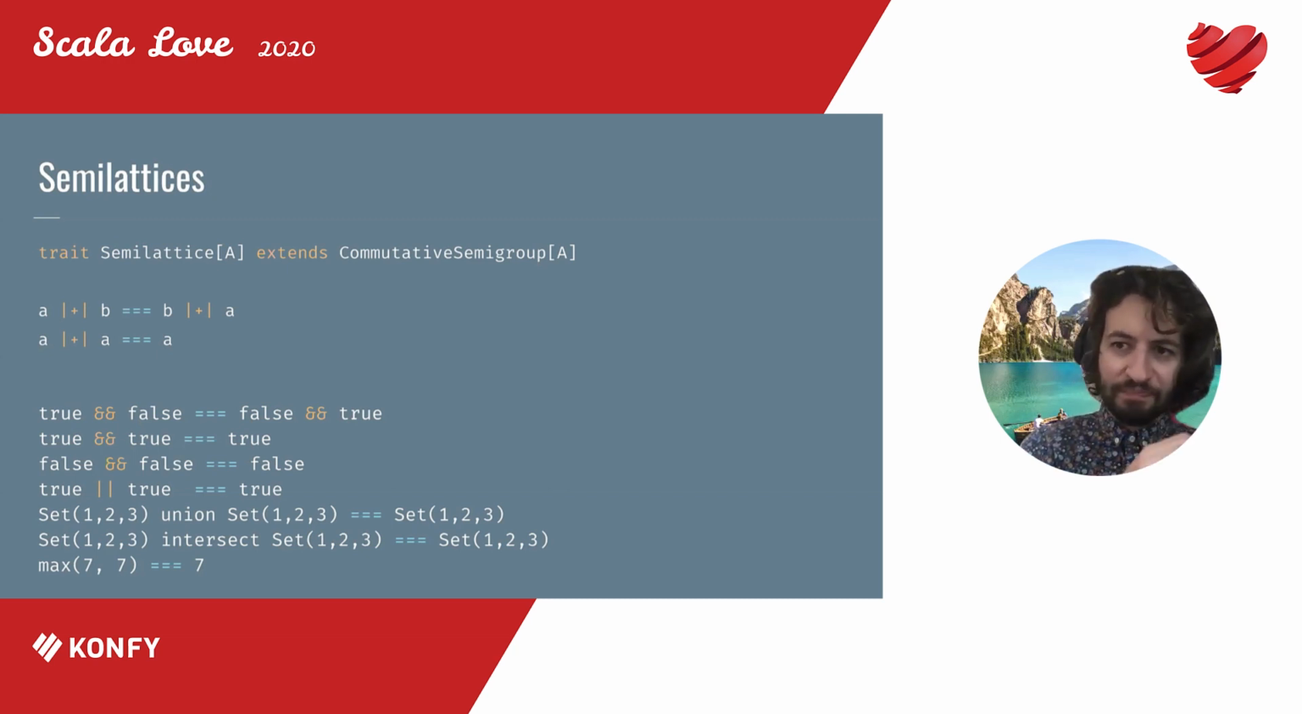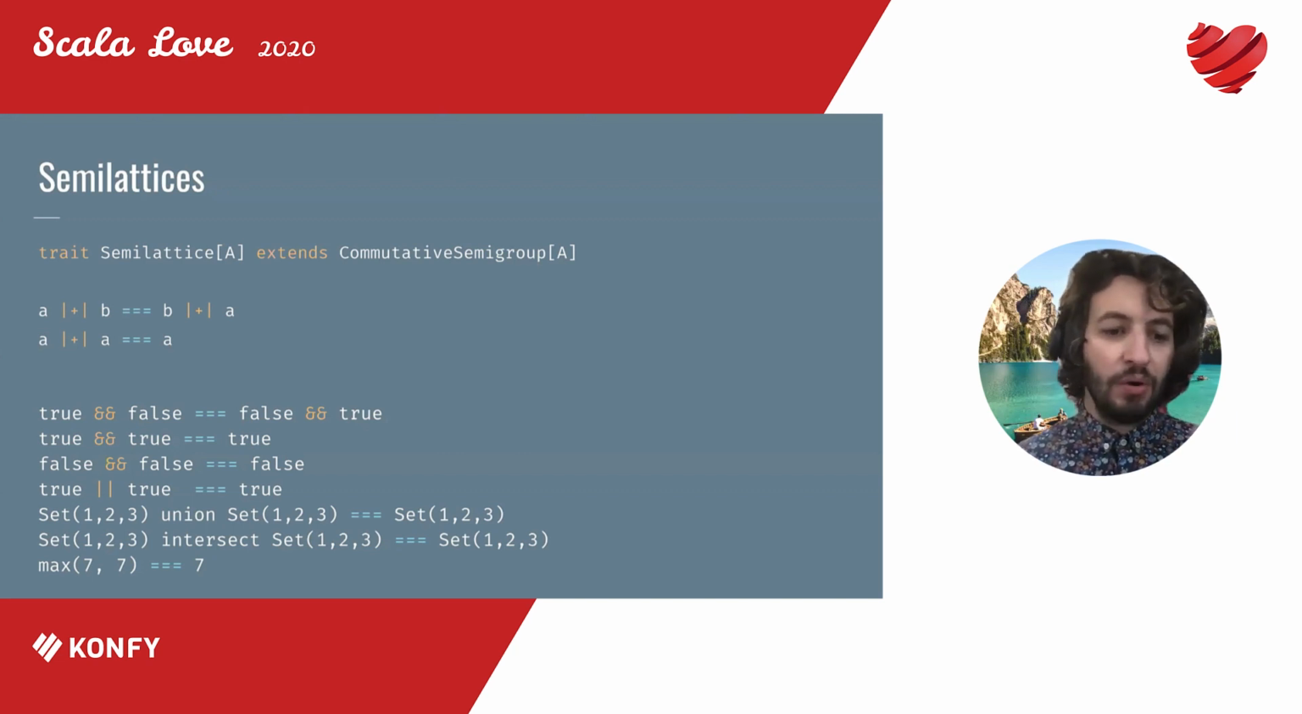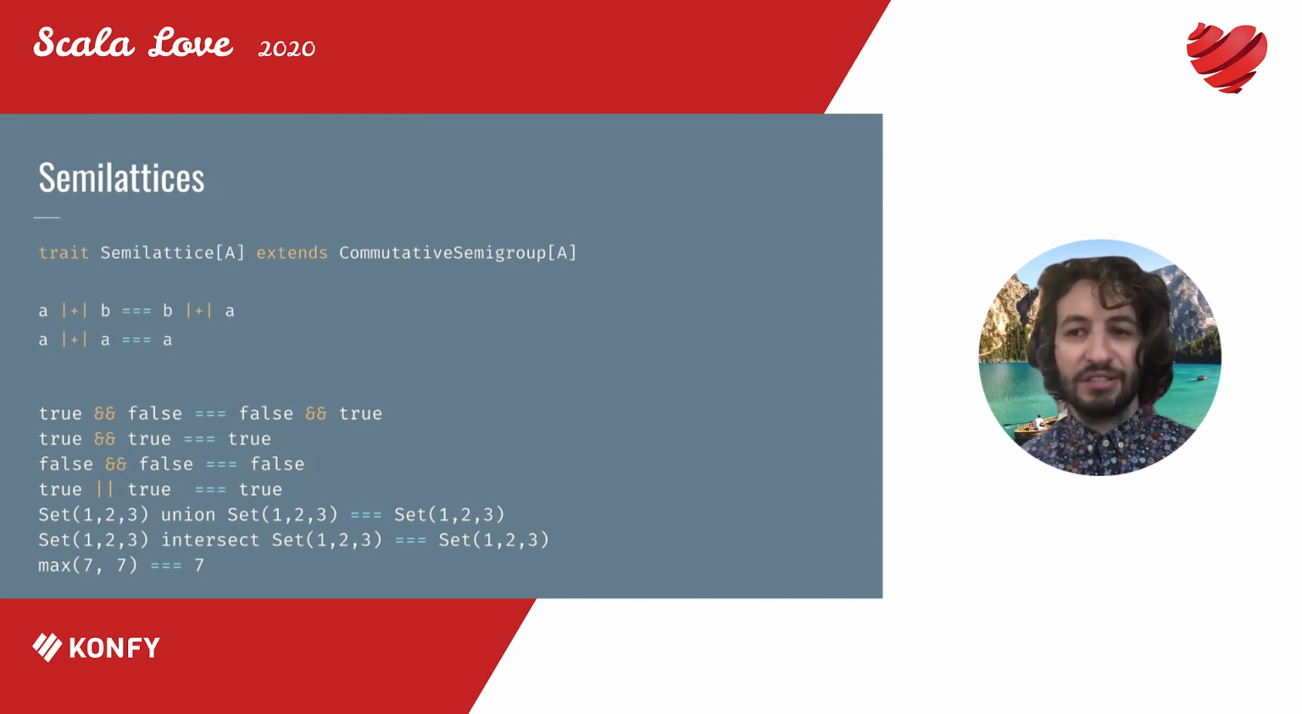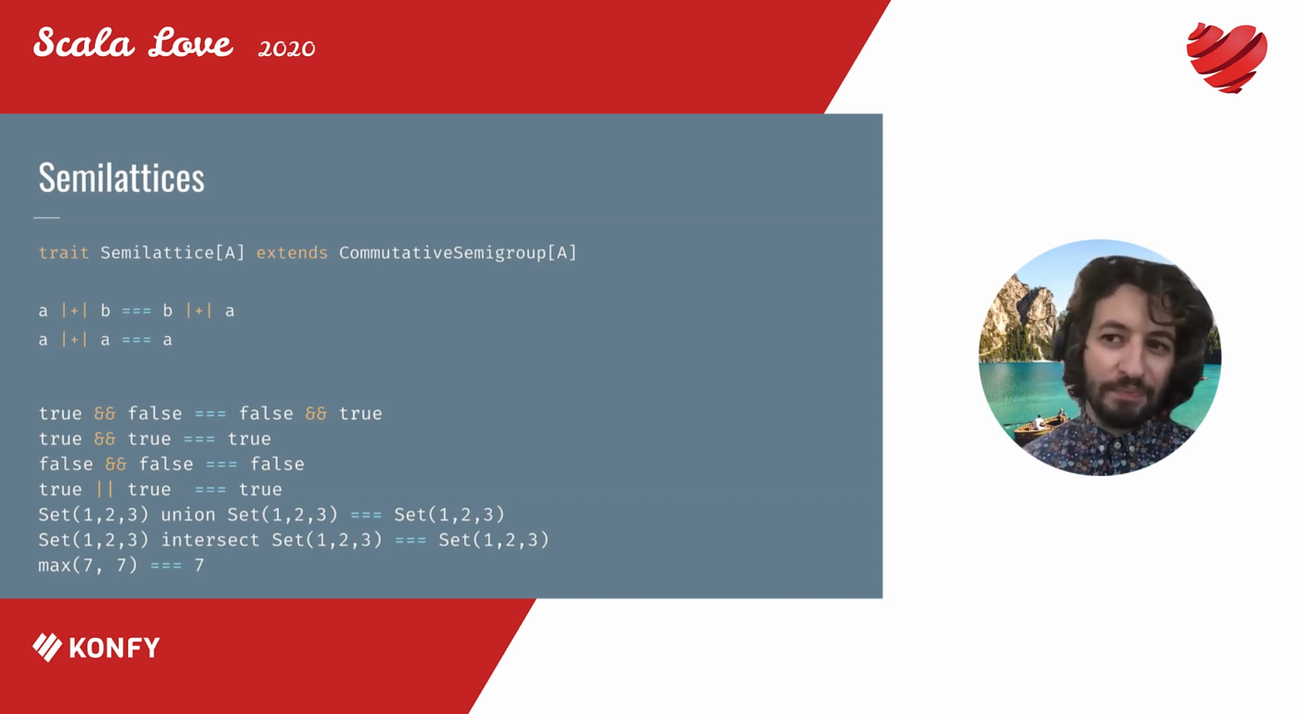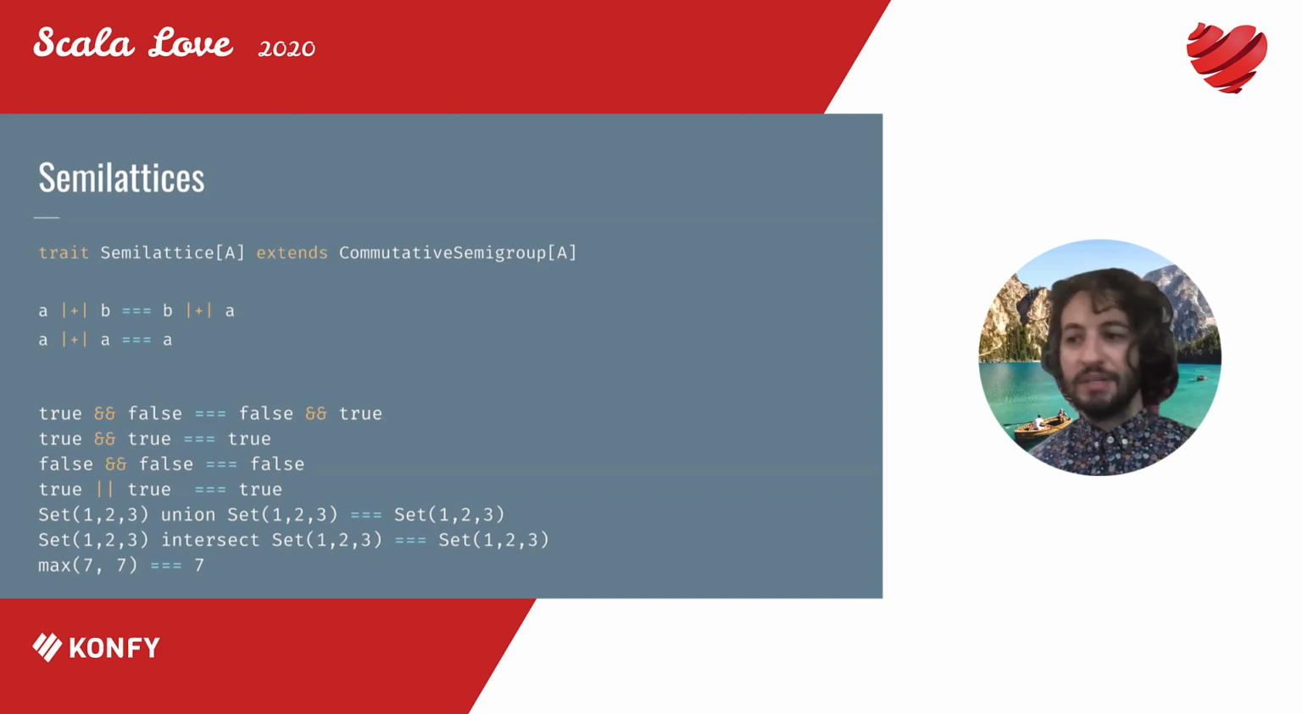Same with the minimum of 7 and 7. It would also be still 7. And so max and min are so-called semilattices. And this is kind of what I mean by it's kind of counterintuitive. If you take the max of two things, you don't usually see it as combining them in a way. But as I said before, the only thing that matters is the laws in this mathematical sense. So they are still semilattices and by extension semigroups.